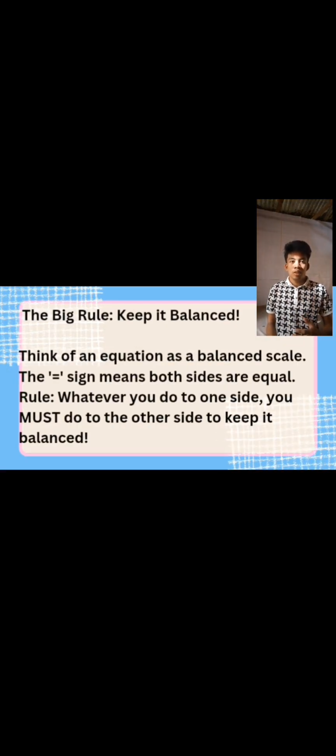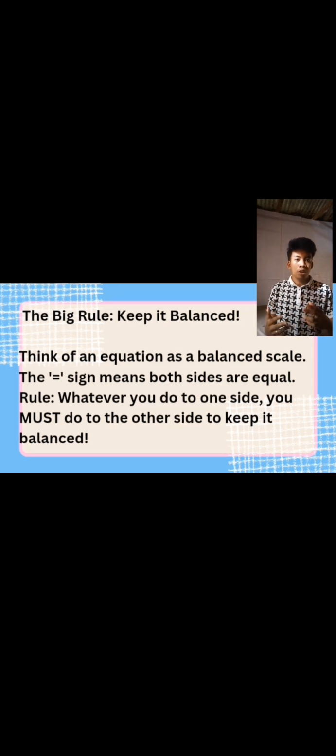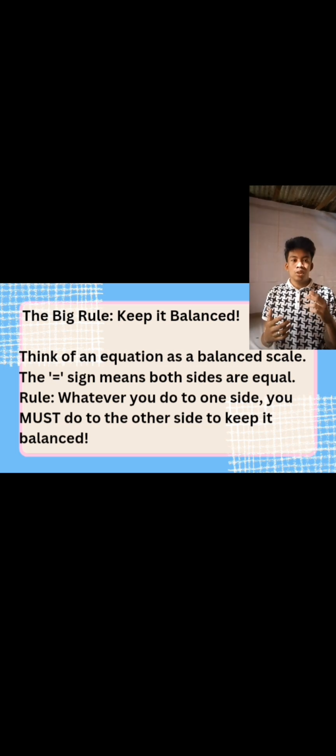Okay, next. Imagine an old-fashioned balance scale. An equation is just like that. Both sides are perfectly equal. And the most important rule in finding X is to keep this balance. If you add something to one side, you have to add the exact same thing to the other. If you take the same amount away from one side, do the same to the other side. This way the scale stays balanced and our equation stays true.